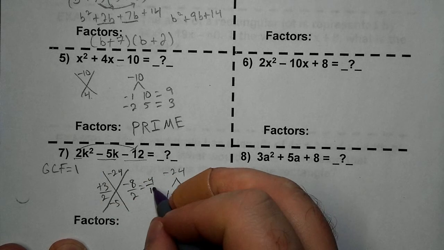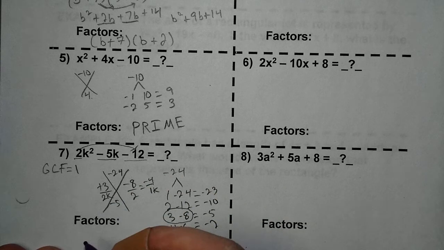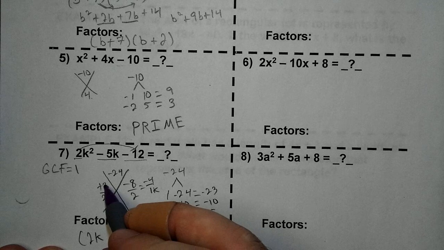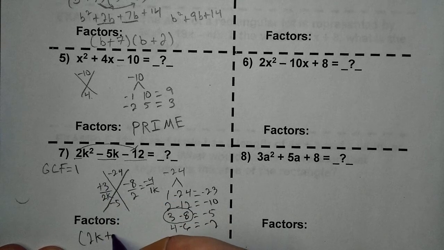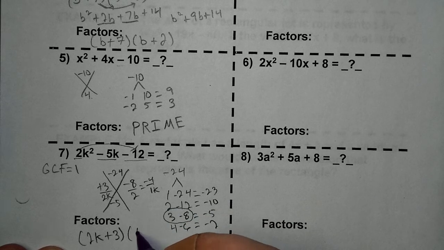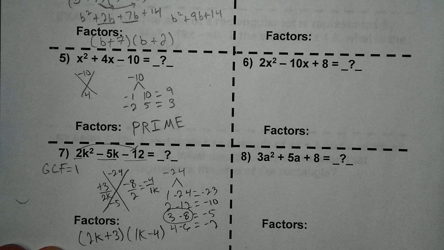Bottom number gets our letter, and then write out your factor. Our first factor, 2K, you always list the bottom number first, and then the top after that, plus 3. Next factor, 1K minus 4.